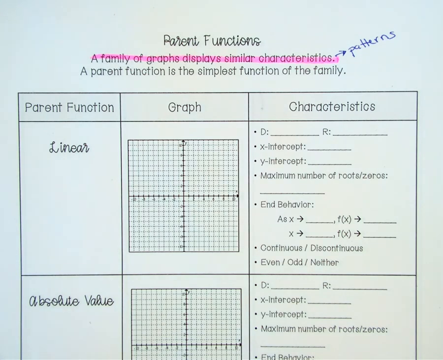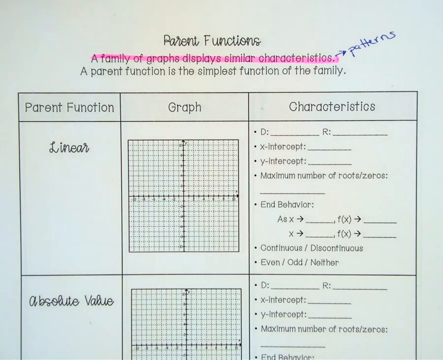Their similar characteristics can be found in their equations, they can be found on the graphs, they can be found in the tables, although sometimes that's a little trickier to see because we don't always look at the full table, we always look at a section of the table, but they do exist in there. So what we're going to do is go through our different families of functions here. We're going to talk about the parent functions in each one and what the characteristics are and what the patterns are essentially.